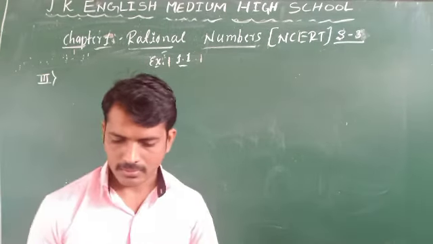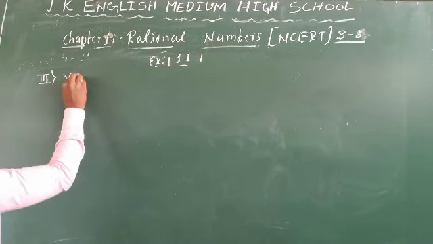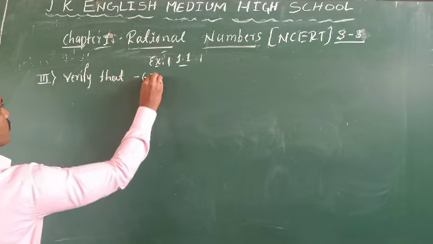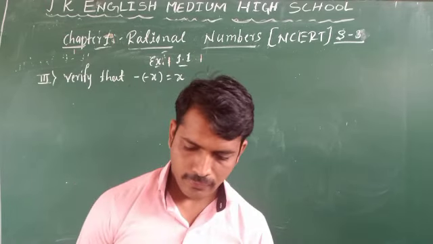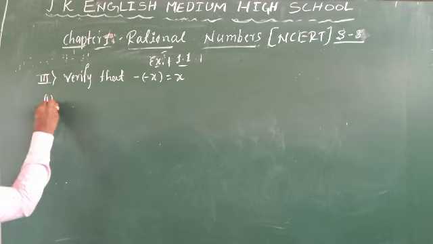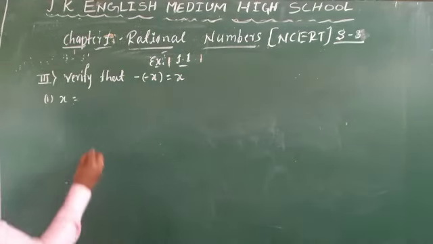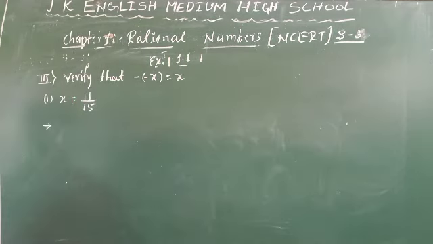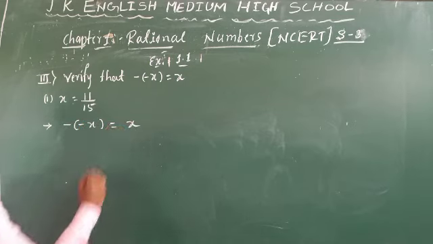So how to write it? Verify that minus of minus x is equal to x. The question is, question number 1, x is equal to 11 by 15. What is the x value? 11 by 15. So we have to prove the statement: minus of minus x is equal to x.